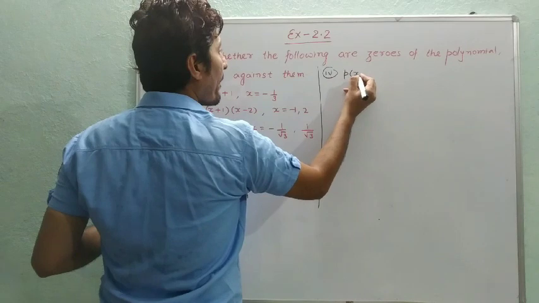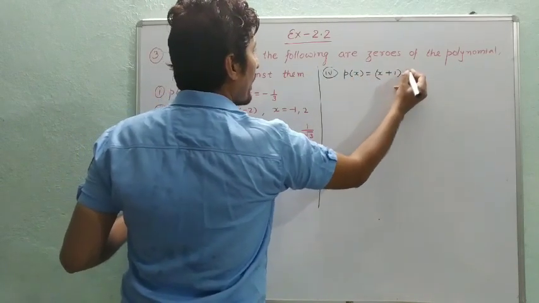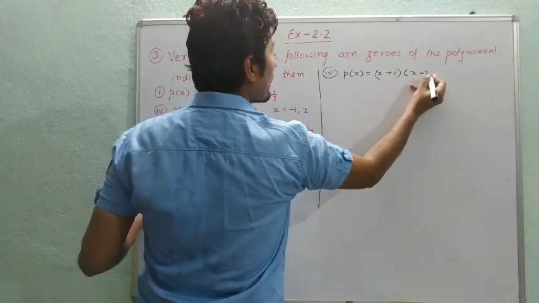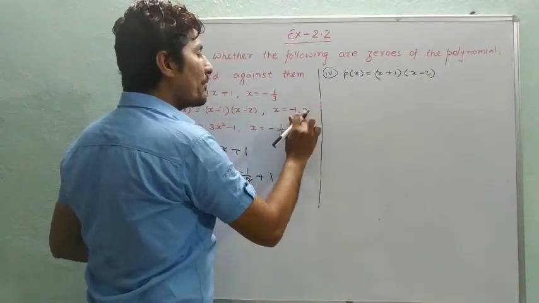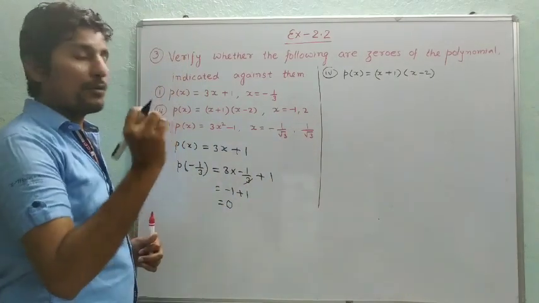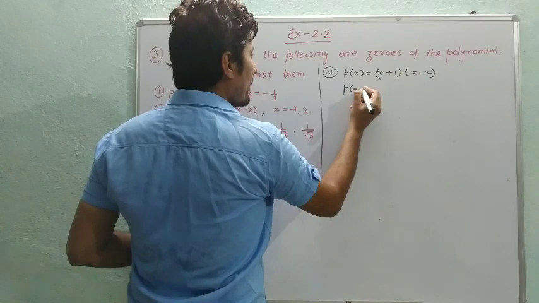P(x) equals (x plus 1)(x minus 2). So here we are having two zeros, minus 1 and 2. We have to check both the zeros. First of all, we have to check P(minus 1).